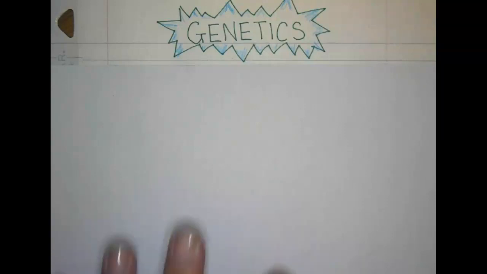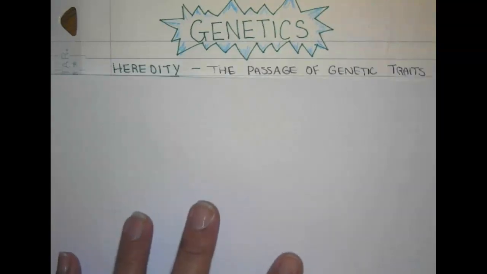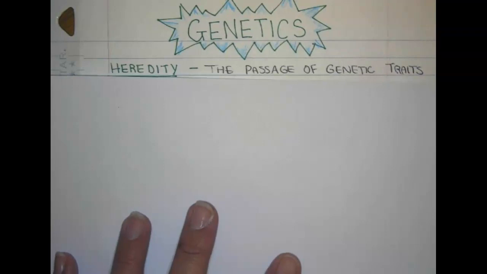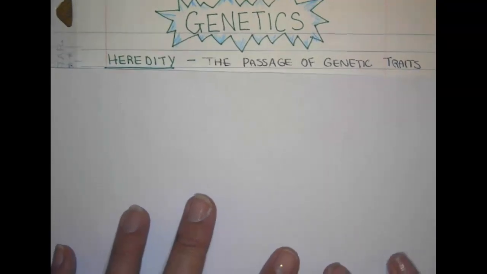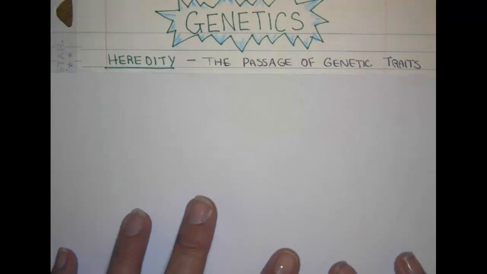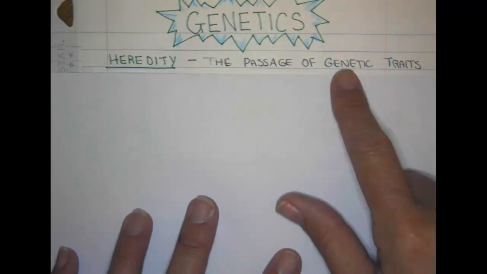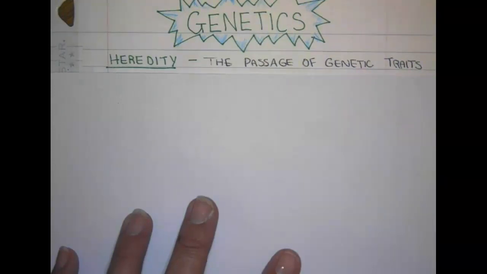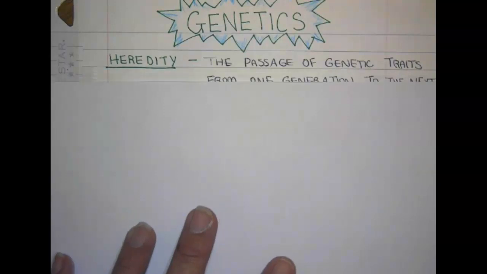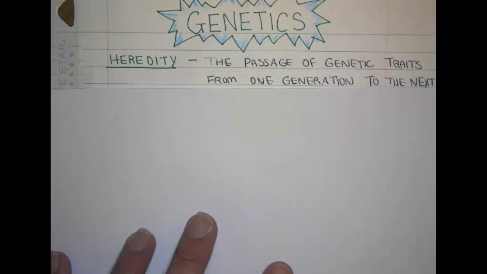So to continue on with that, the first part of the notes is heredity. I'm sure you've all heard about inheritance. Oh, you've inherited that from your parents, or you inherited that from your grandparents, or something in line with that. But heredity is the passage of genetic traits. Genetic, keyword, comes from genes, G-E-N-E, not jeans like the jeans you wear, from one generation to the next.